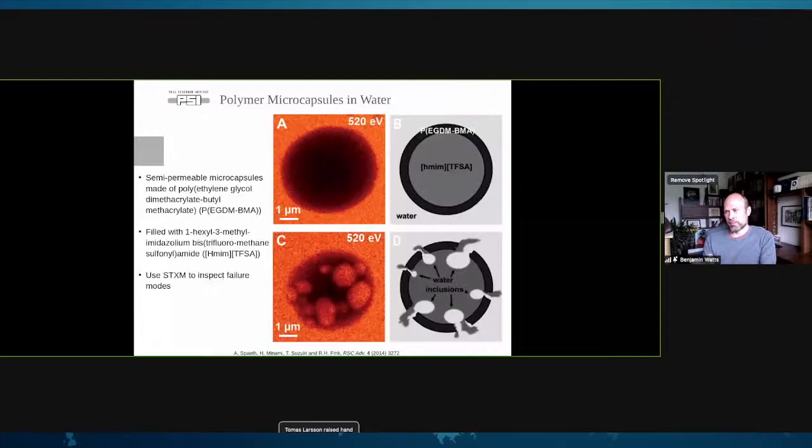We can also look at materials in water. So the carbon edge is within what's called the water window. So we can seal a solution between two silicon nitride membranes and then image what's happening in between them. So while we normally do measurements in vacuum, we can also do measurements in a gas environment or in an aqueous environment.